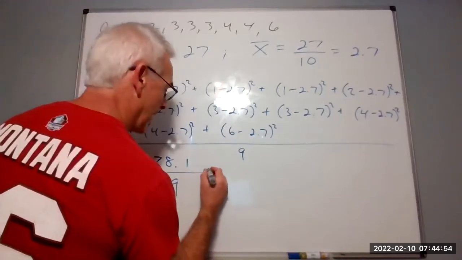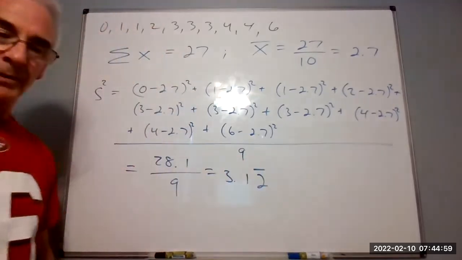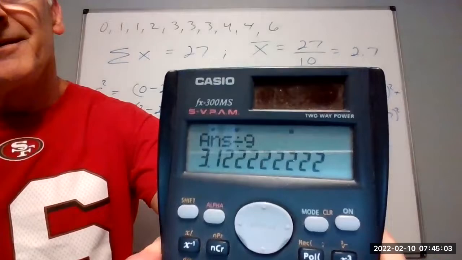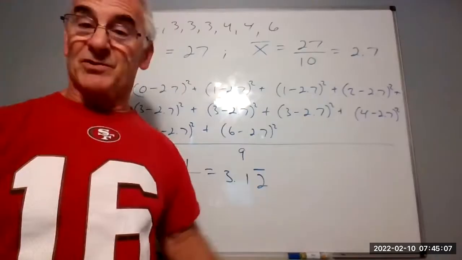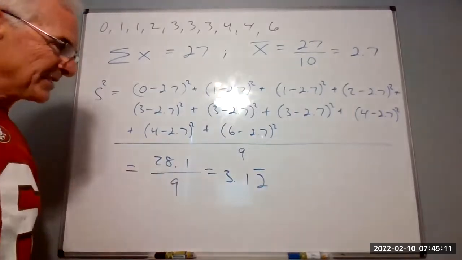And what do I get? I get 3.12, and I'm going to put a bar over the top. You guys remember what that means? When you put a bar over the top? It just indicates that it doesn't stop. Yeah, it indicates that number goes on forever. So it's convenient, it's lazy. Okay, so that's my variance.